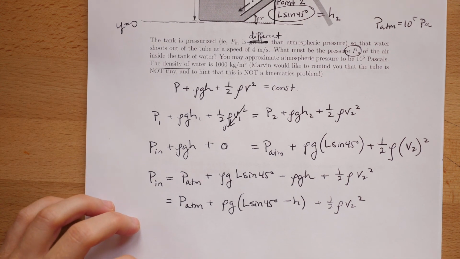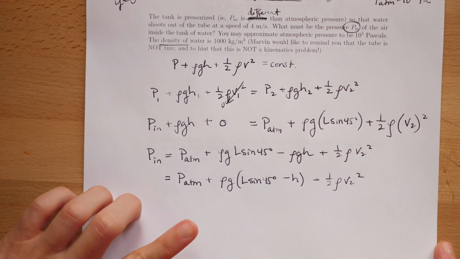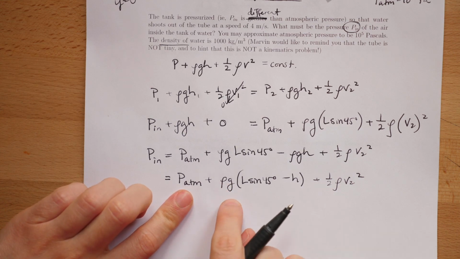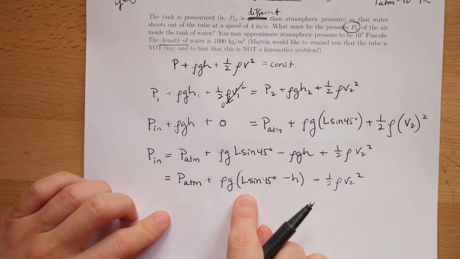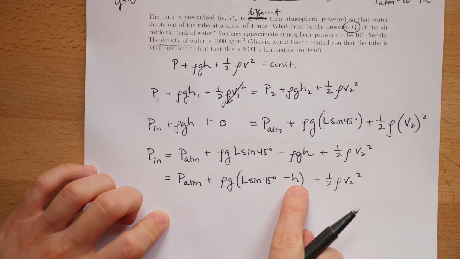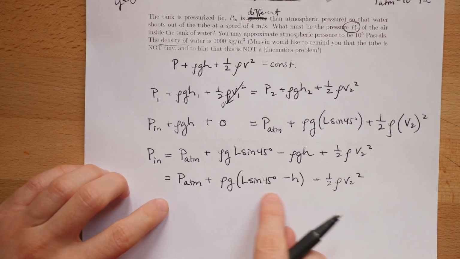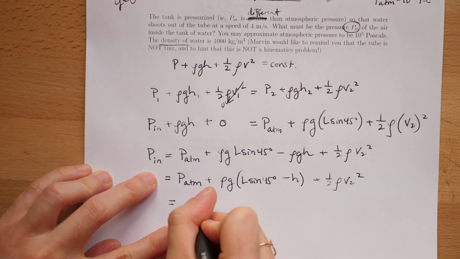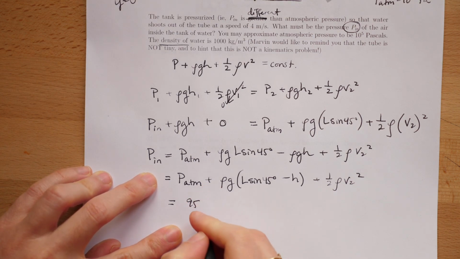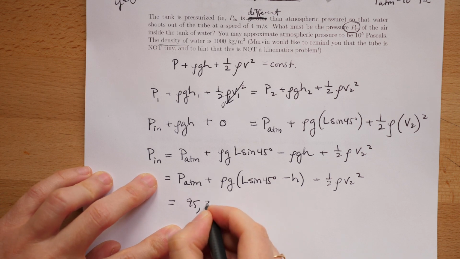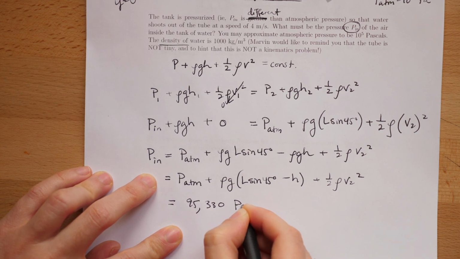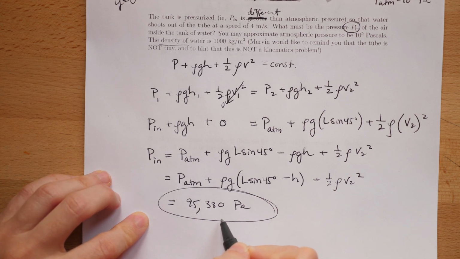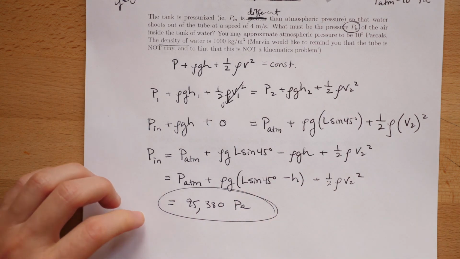Now if you plug all the numbers in, use P_atm, you've got the density of water, you know what g is, it told you this was a meter, and so on. Plug all those numbers in, you should get a pressure of 95,330 pascals, which is indeed less than the atmospheric pressure.